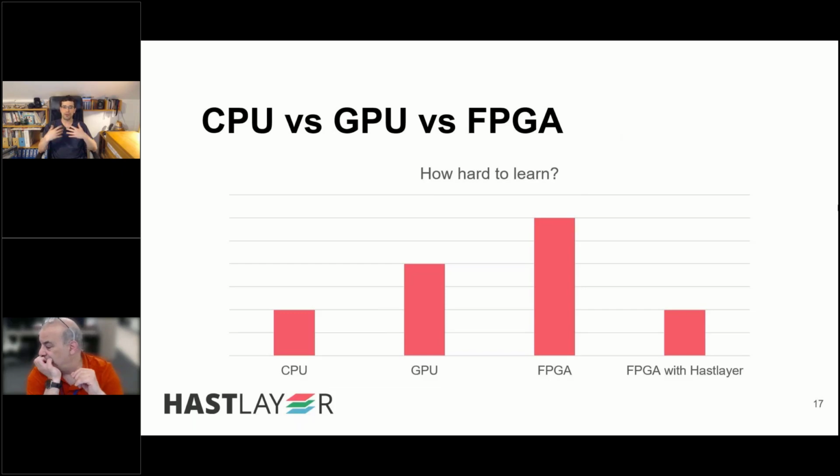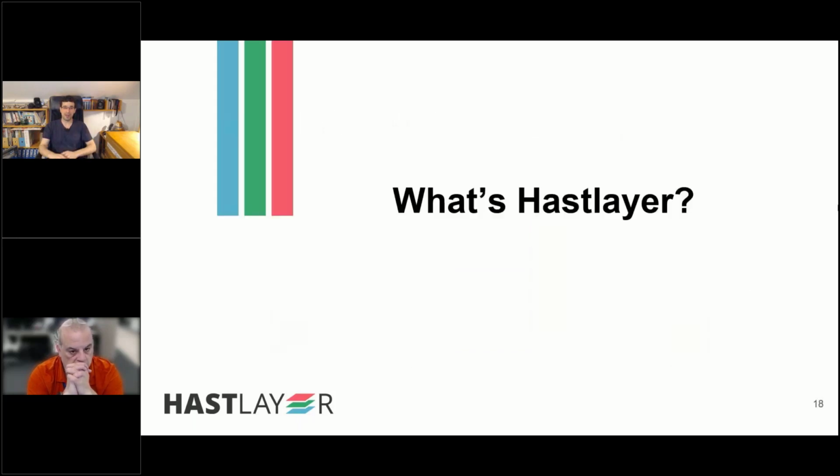You have to possess hardware engineering knowledge, because when you are working with an FPGA, you are not programming a processor. You are creating a processor. You have to think in terms of gates and wires and clock cycles. It's super low level. Compared to CPU or even GPU programming, it's much harder. But with tools like Hastlayer, we intend to bring this complexity down onto the software development level.